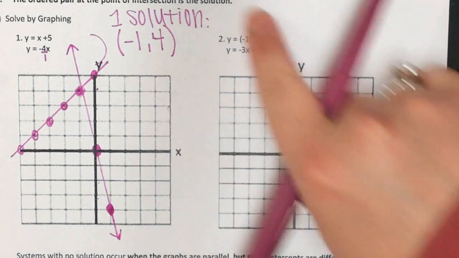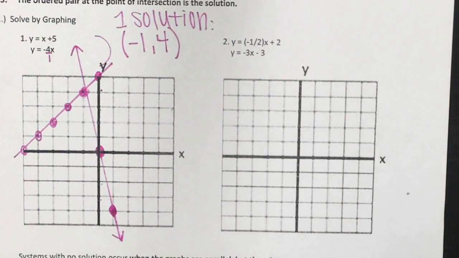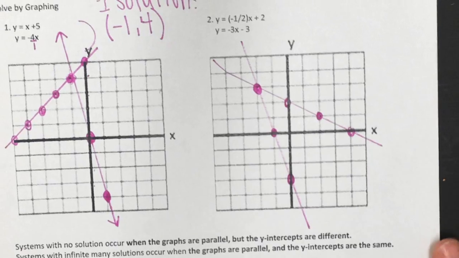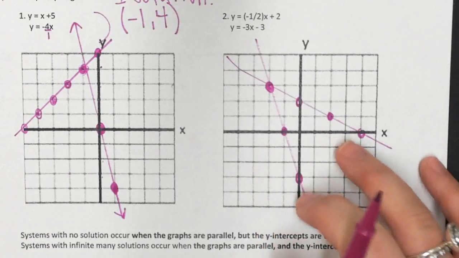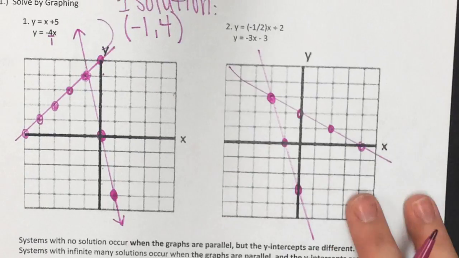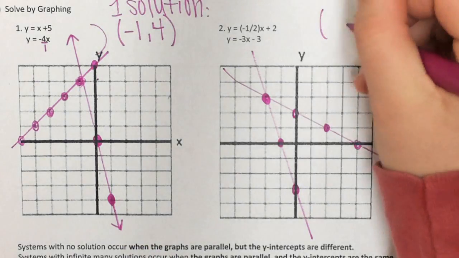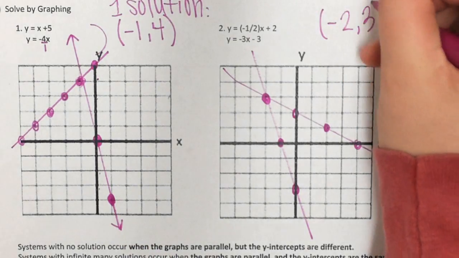Okay. Is number two in slope-intercept form? Yes. So I want you to graph both of those equations. Did you get it right? All right. So we have graphed these two lines. Now we want to write what their actual solution is. They only have one solution. And as I was walking around, a lot of you were getting it correctly. So they intersect at (-2, 3).